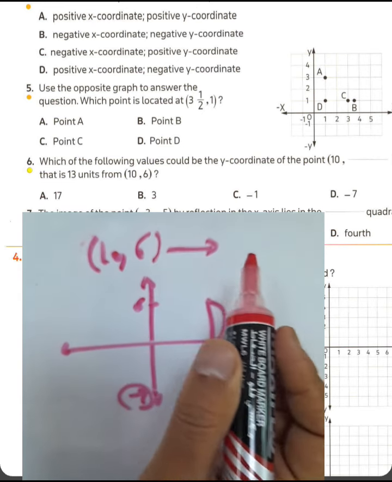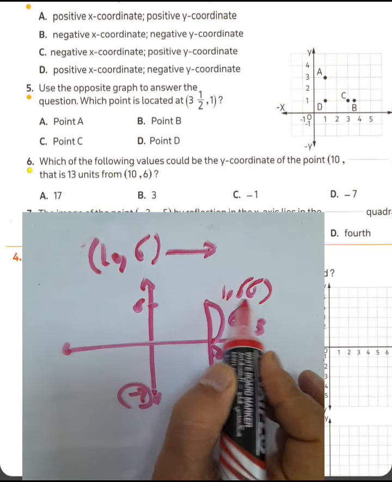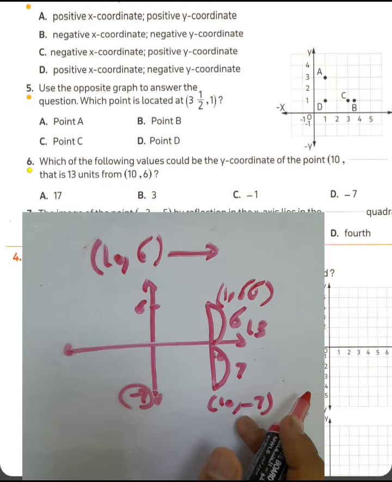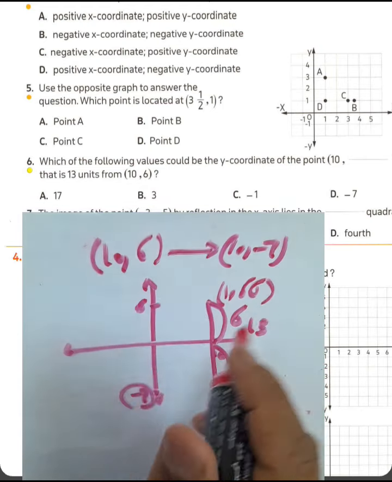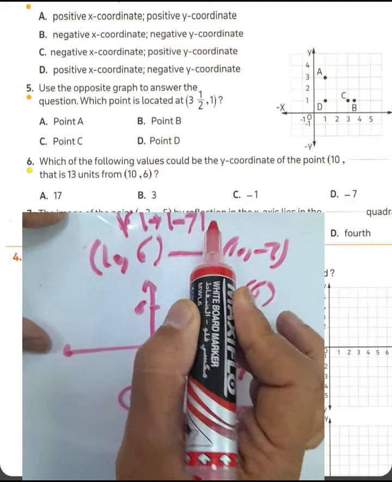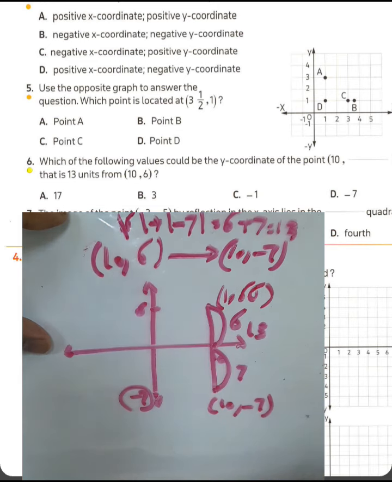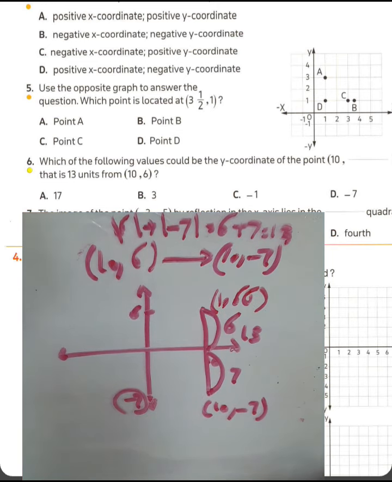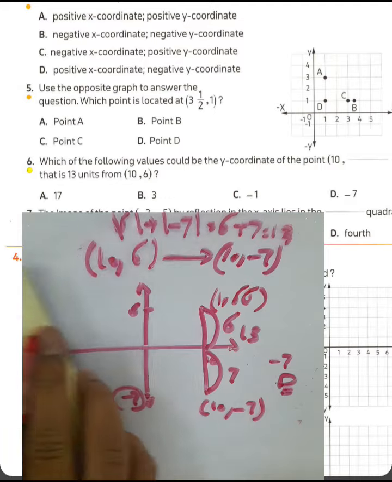We want to find the distance between (10, 6) and (10, -7). The distance between them is the absolute value of 6 plus the absolute value of -7, which is 6 plus 7, which is 13. The distance between them equals 13. Then the result will be -7. Choose letter D for this example.